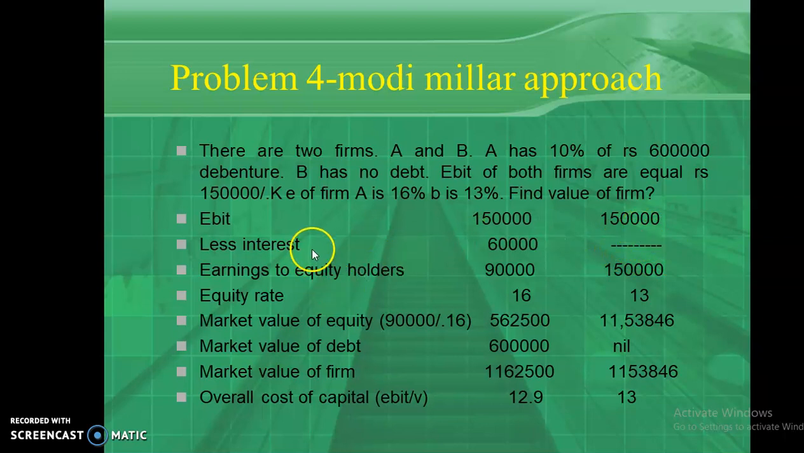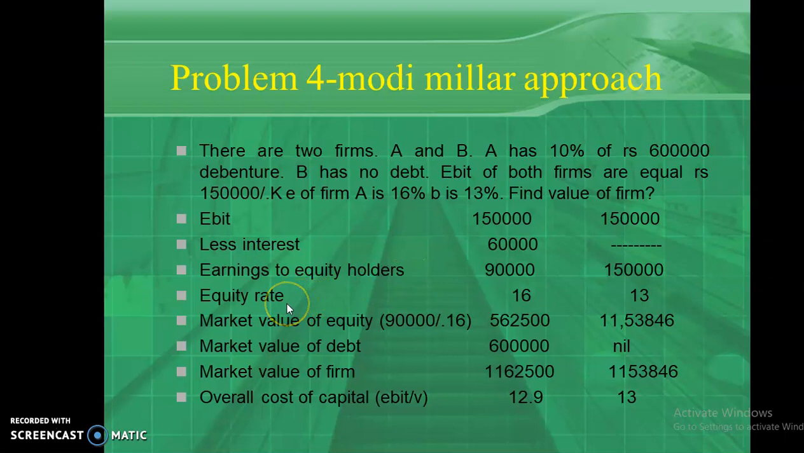Then you will get the earnings available to equity shareholders, or net income, by deducting interest from EBIT. So deducting 60,000 from 1 lakh 50,000, you will get 90,000. Here you deduct nothing from 1 lakh 50,000. So now you have the net income.